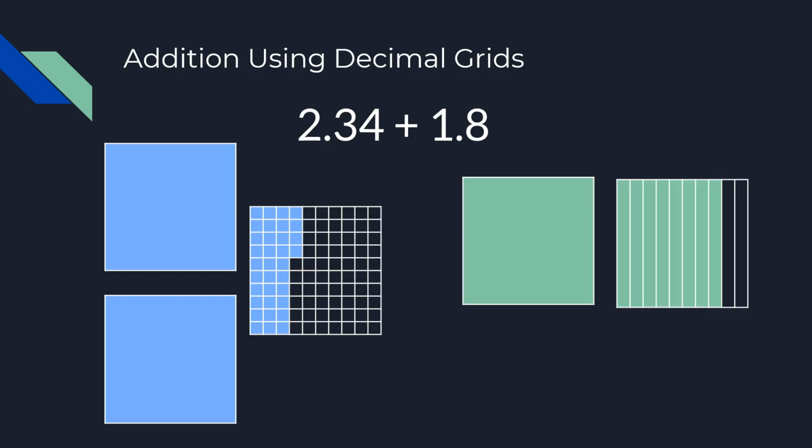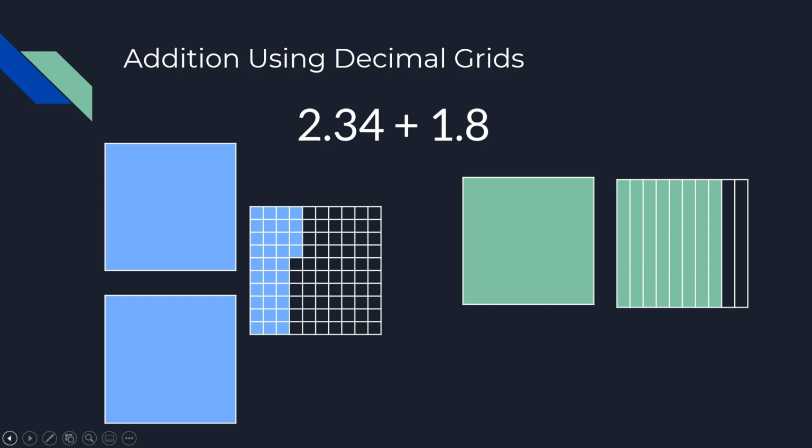We're going to add that to 1 and 8 tenths. So when we look at this picture, we see 1 whole shaded, and this time the second block is partitioned into tenths, and 8 of those tenths are shaded. So 1 and 8 tenths. Again, we're going to combine these two. We don't really have to do anything to the wholes because they're filled in.